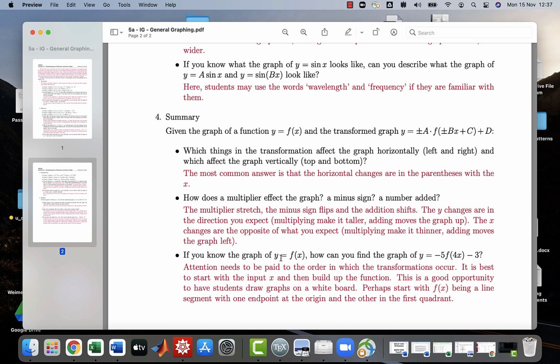The y's do what you expect them to do. Plus moves up. Multiplication makes it taller. The x's do the opposite of what you expect. Addition moves it to the left. And multiplication makes it thinner, not wider. Good to get them explaining.